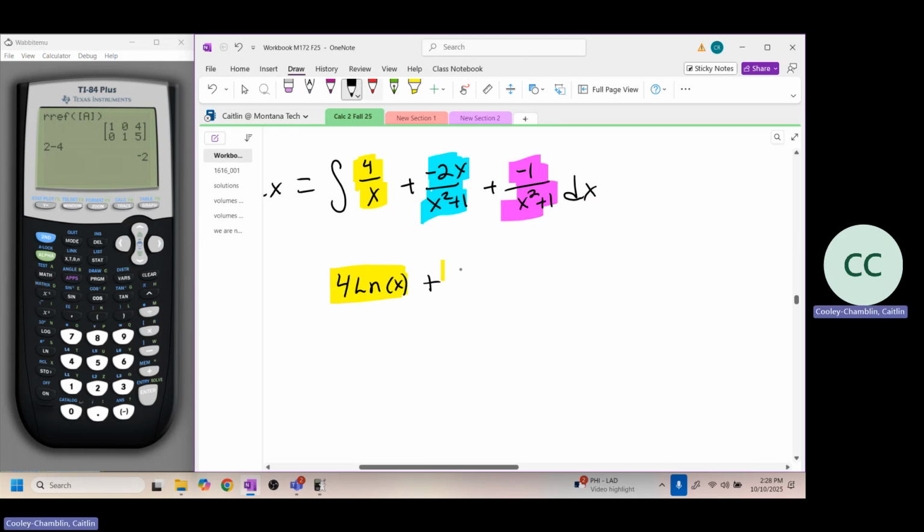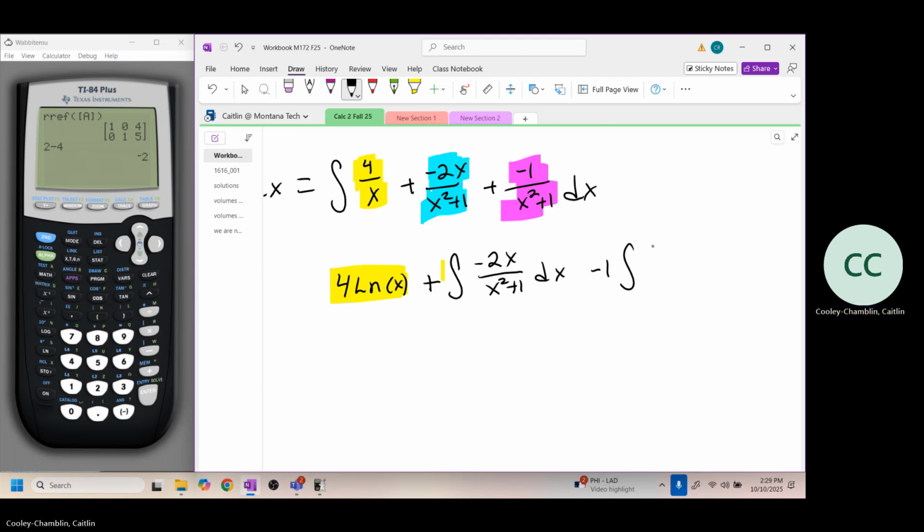Okay. Plus the integral of -2x over x squared plus 1 dx, plus the integral, and I'm going to bring that -1 out. I'm going to do minus. Whatever number had been up there, I would have just brought it out. So -1 over x squared plus 1 dx.